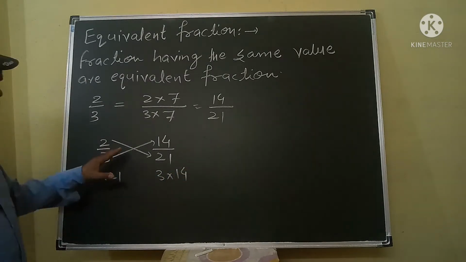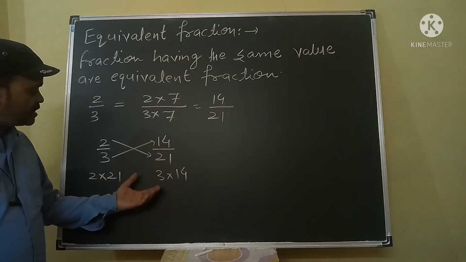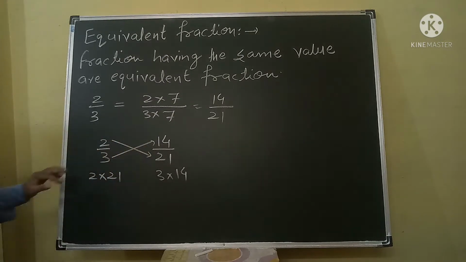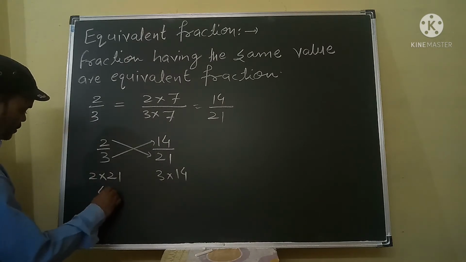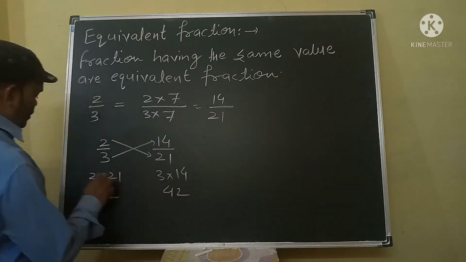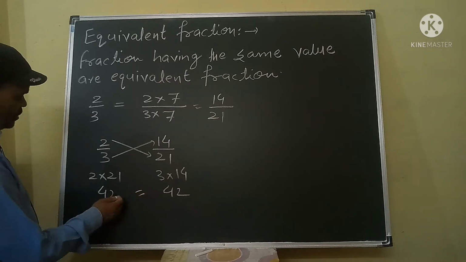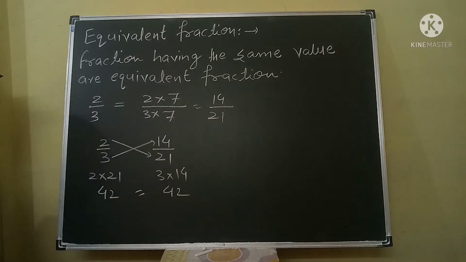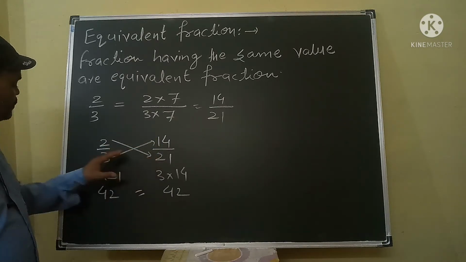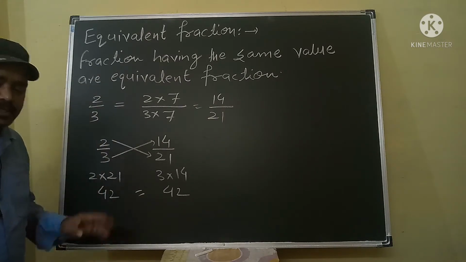That means by the help of cross multiplication, easily we can check these two fractions are equivalent or not. 21 2s are 42, 14 3s are 42. 42 is equal to 42. That means 2 upon 3 and 14 upon 21 is an example of equivalent fractions.